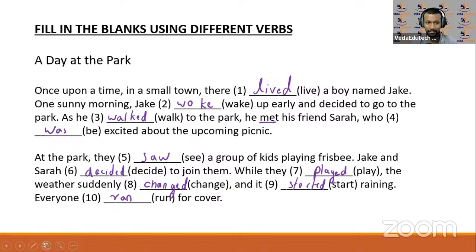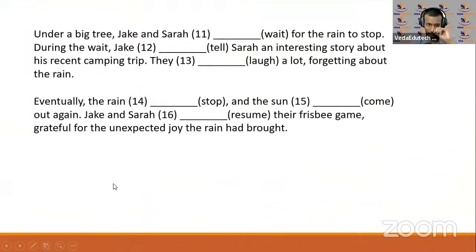Good one. Okay, now the next one over here, you can try this also. It's the continuation of the story here, okay. You can pause the video again. You can pause the video and look. Try to read the sentences there, and try to tell me the answers for that. Okay, you can try reading that. It is quite easy also, right? Under the big tree, Jake and Sarah waited for the rain to stop. To stop.